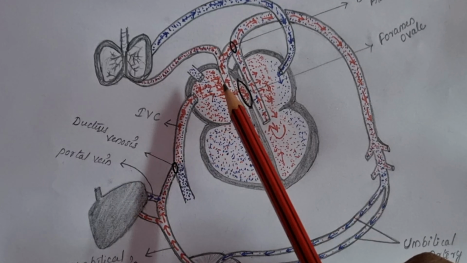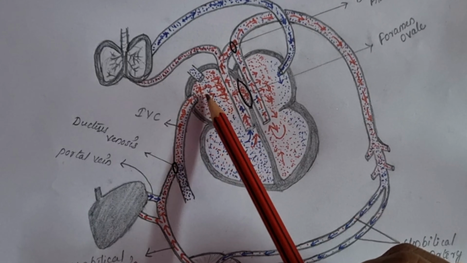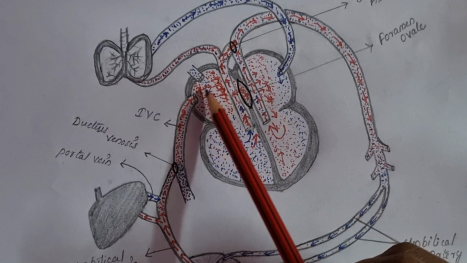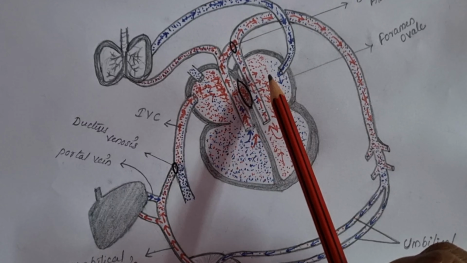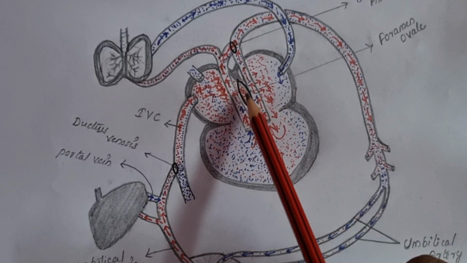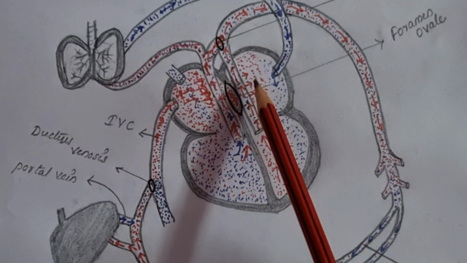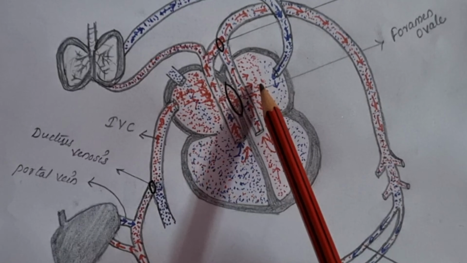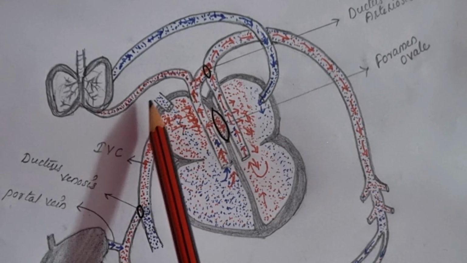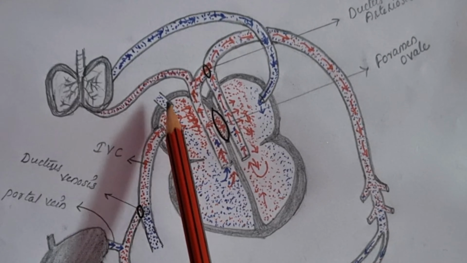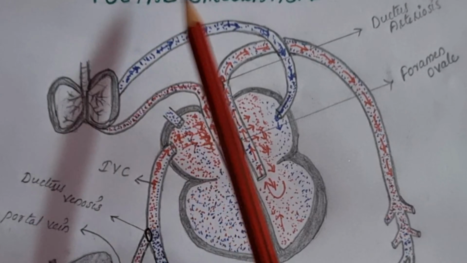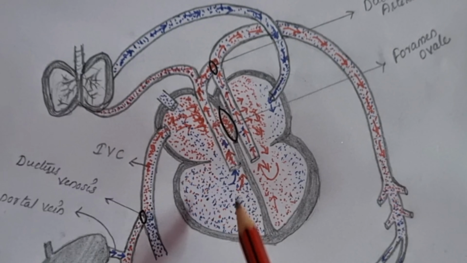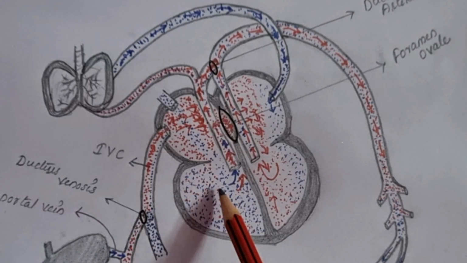right ventricle. Now here what happens: from the IVC, due to the pressure difference, this blood enters into the left atrium through this foramen ovale. Here 75% of the blood enters into the left atrium through the foramen ovale. Now we know that the superior vena cava, situated here, collects all the impure blood from the upper part of the body and enters into the right atrium. So the remaining amount of blood enters into the right ventricle.